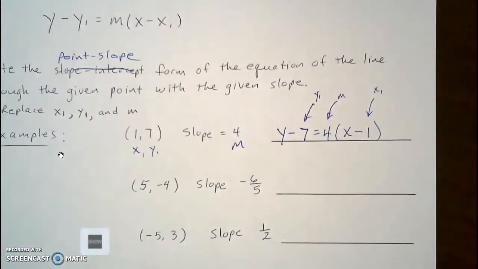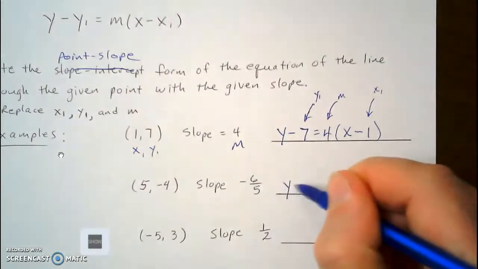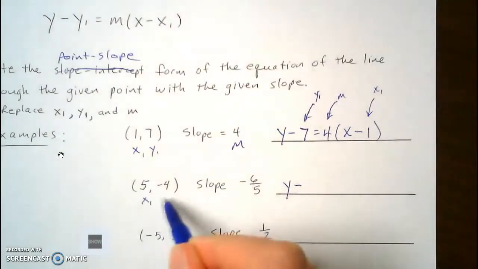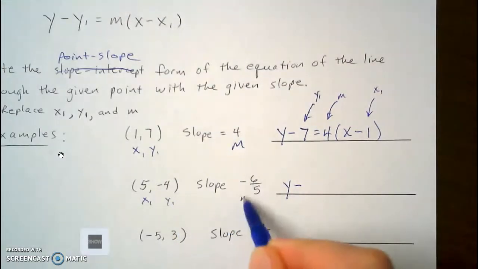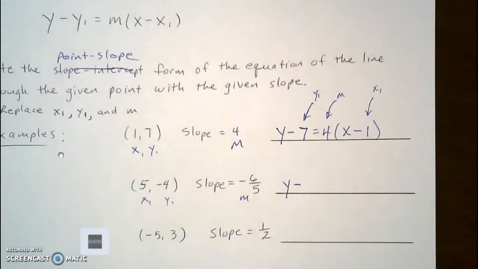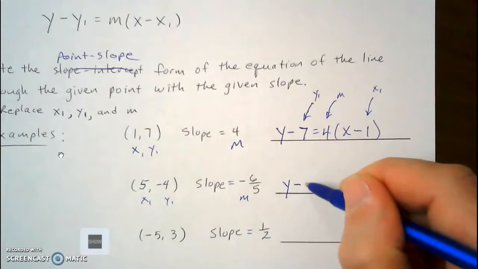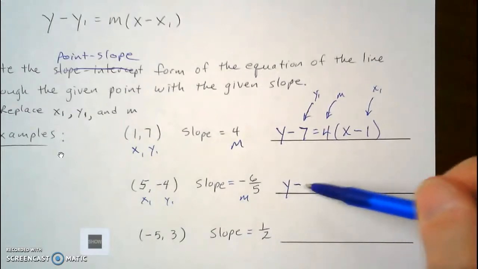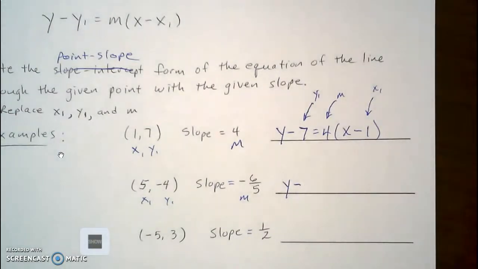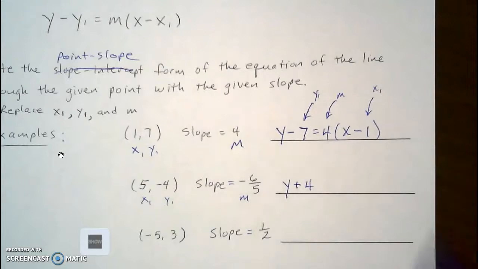I'll do another one. Then I want you to try this one. And then there's something else we still have to add to this assignment. So it starts off with y minus, and you can label these if you want, x1, y1, m. There's an equal sign there. So y minus negative 4. Now I'm going to show you something. You can write y minus negative 4. Keep track of your symbols, but minus negative is the same as plus positive.